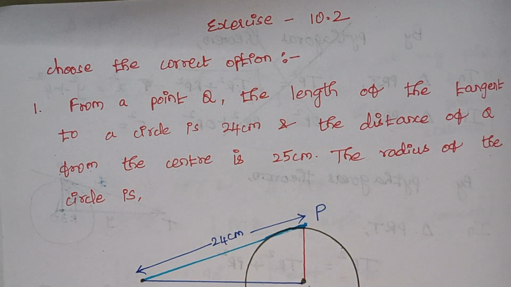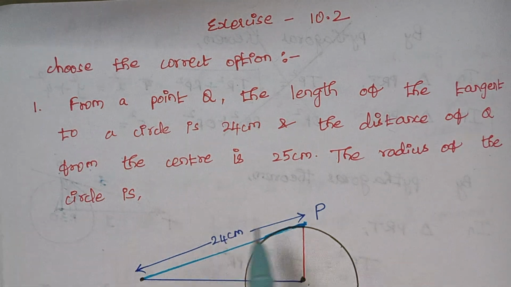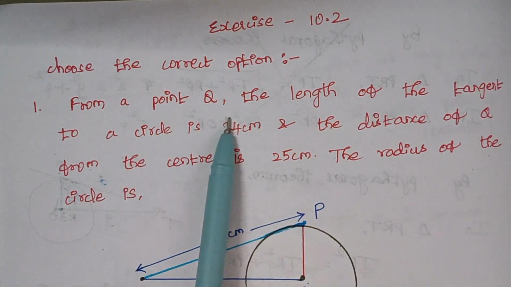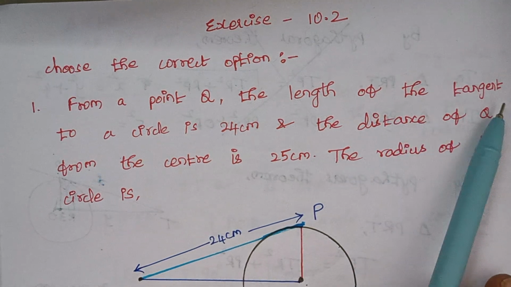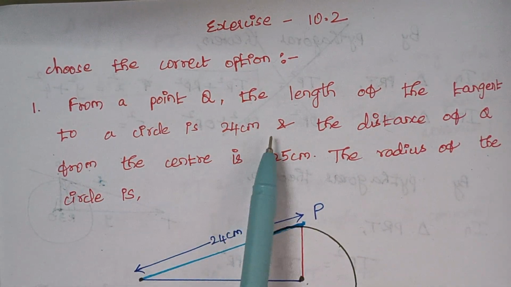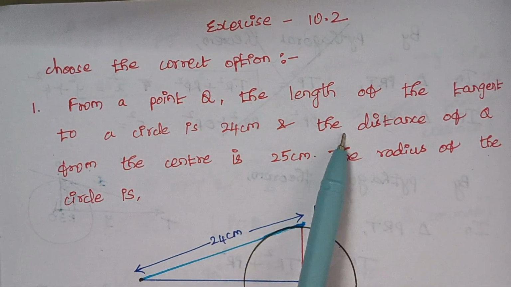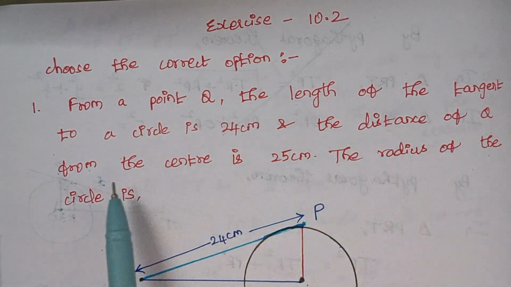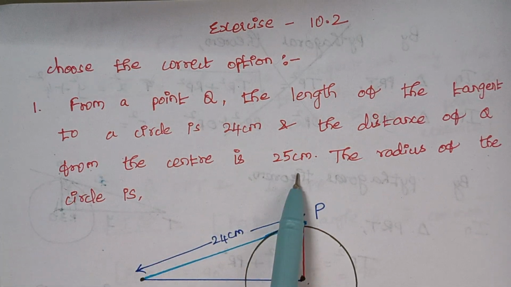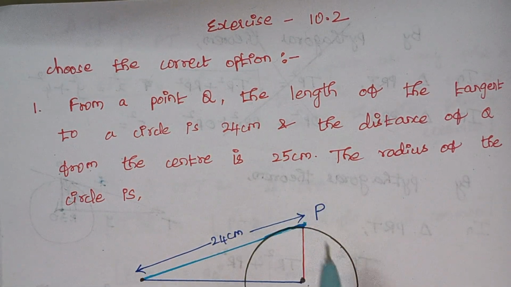Today we are going to solve problems in exercise 10.2. Here the first problem is: from a point Q, the length of the tangent to the circle is 24 centimeter and the distance of Q from the center is 25 centimeter. The radius of the circle is?